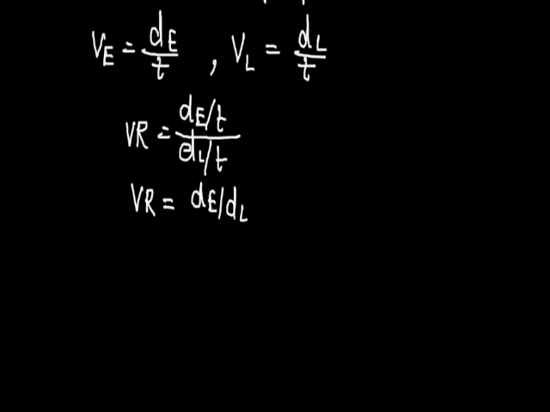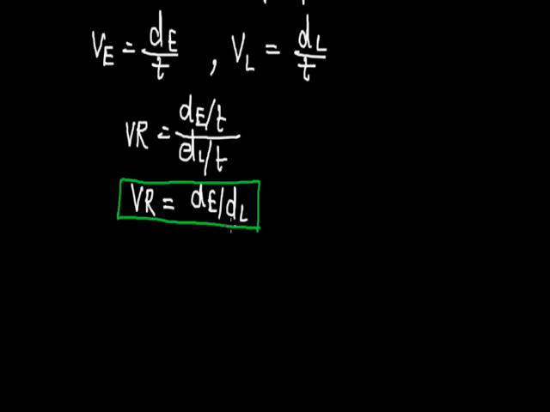So this is another formula of velocity ratio in terms of displacement. Thus we can say velocity ratio is also defined as the ratio of displacement of effort to the displacement of load. Since here numerator and denominator both are displacement, velocity ratio has no unit, just like mechanical advantage.